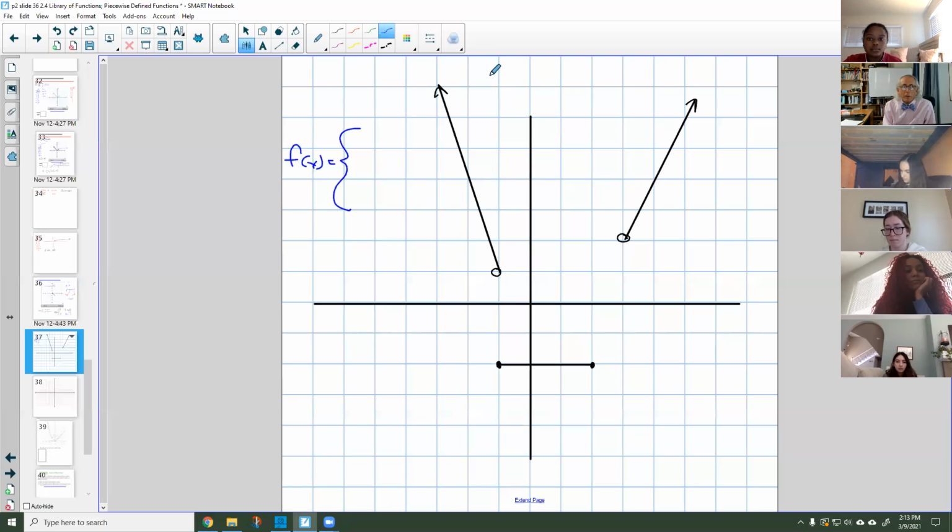Let's give them names. Let's call this piece A, this piece B, and this piece C, just so that we can refer to them a little bit more easily. We don't usually do that, but we're just going to do that for this function. Okay, so piece A.